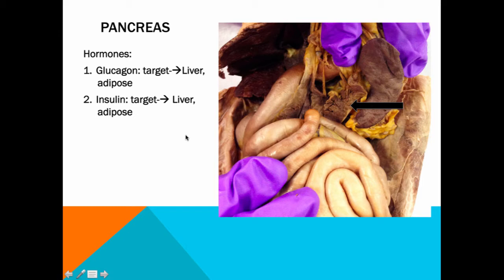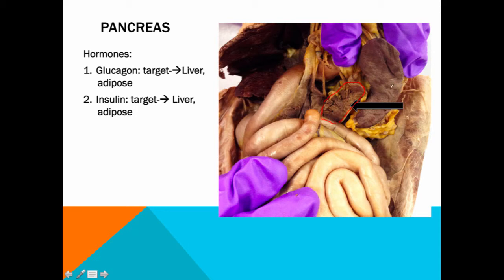Hormones associated with the pancreas are glucagon and insulin. The target tissue for glucagon would be liver and adipose, and then the same for insulin. So here's a picture of the cat, and we can just make out the tail of the pancreas seen here.